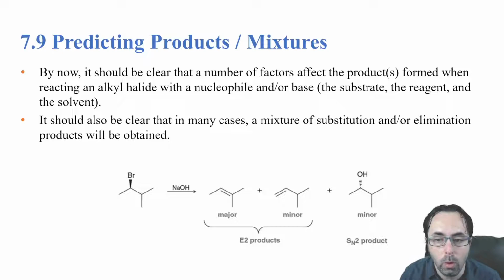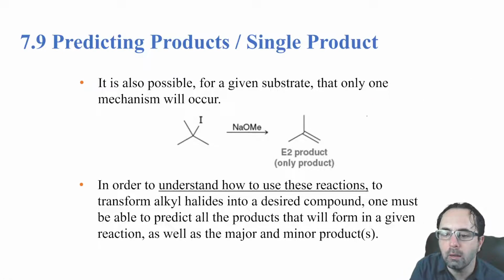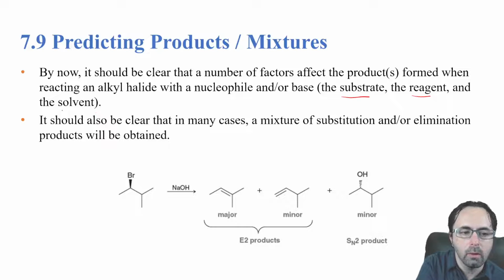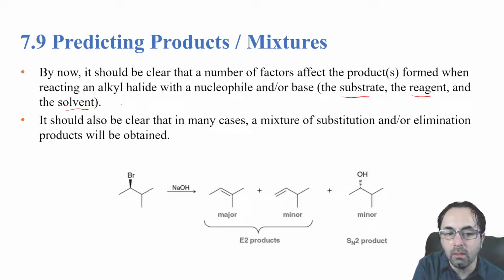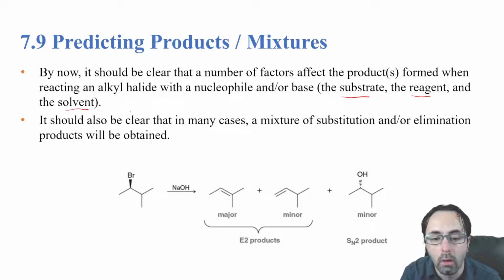And so we're going to use a combination of the substrate, the reagent, the solvent, and in the case of a substitution reaction, oftentimes the leaving group as well, and the quality of the leaving group. These are topics we've discussed throughout the chapter independently, but now we're going to apply them to determine which products would be produced.